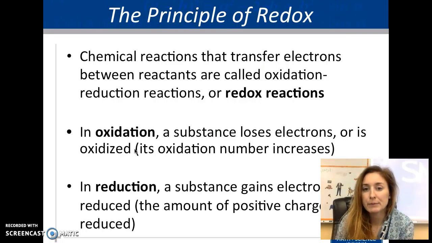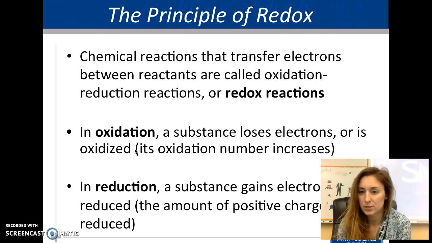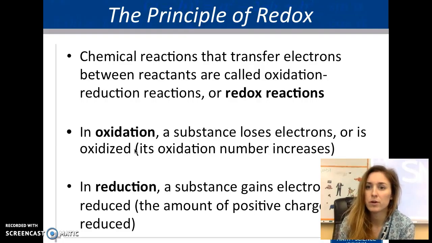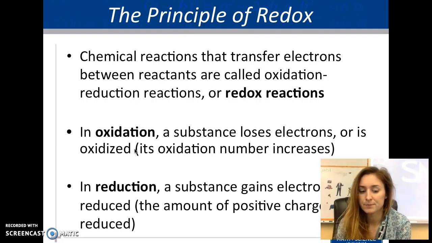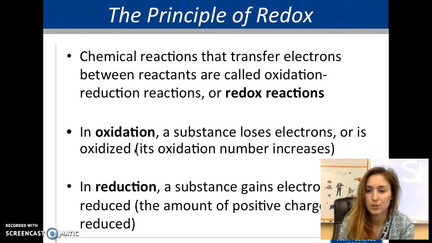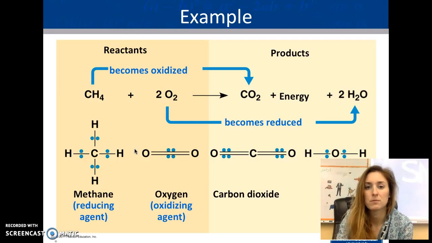So the chemical reaction that is cellular respiration, that transfers electrons between reactions, is called a redox, or an oxidation reduction reaction. Oxidation means that a substance loses electrons, or it is oxidized, and reduction means that a substance gains electrons, or is what we call reduced. Basically, electrons are being moved from one substance to another, creating the oxidation reduction reaction.